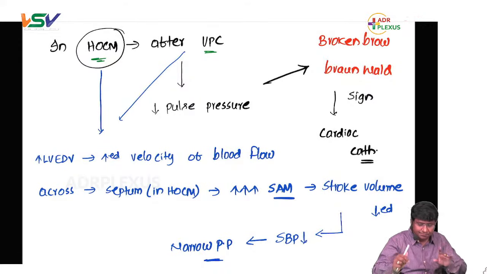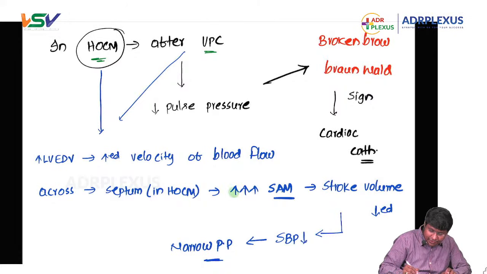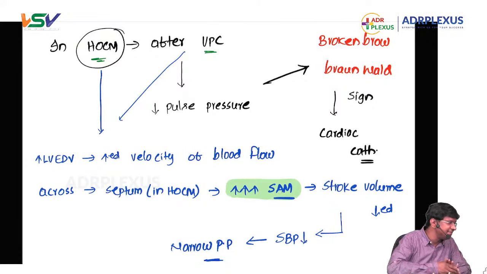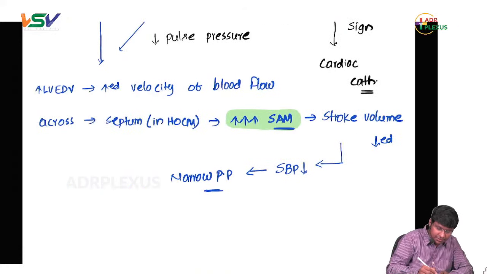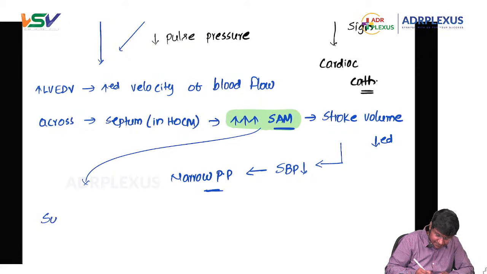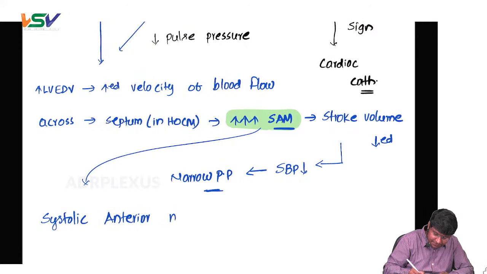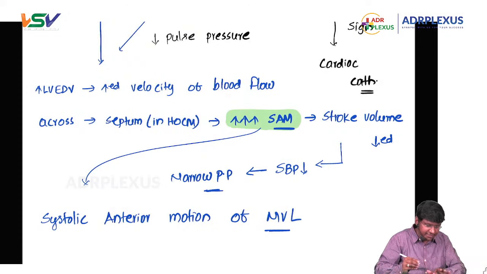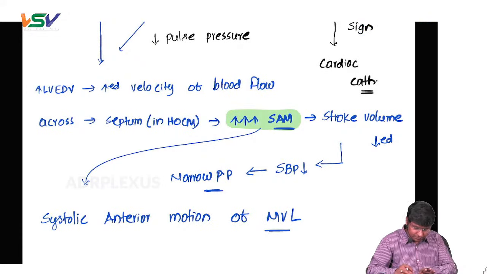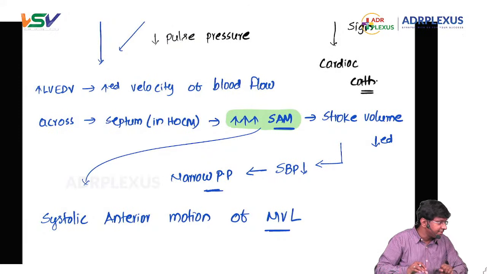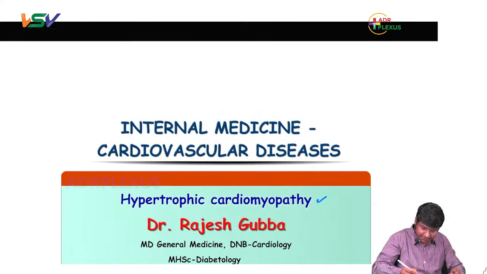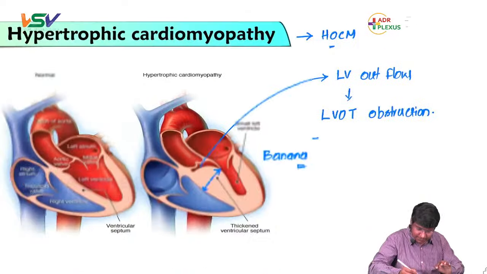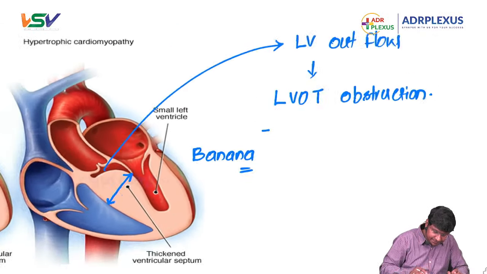Okay, so now don't break your head about this point, that is SAM. Now sir, why is SAM increasing? SAM I have already said. SAM stands for systolic anterior motion of mitral valve leaflet. If you want me to show that image, I'll show you that image also. Right, I am trying to show you that image of systolic anterior motion of anterior mitral valve leaflet. Right, this is what is your SAM.